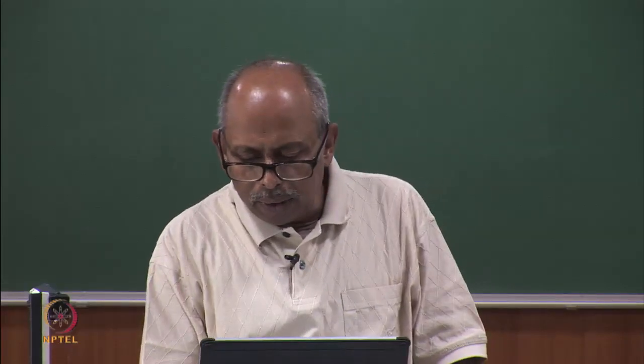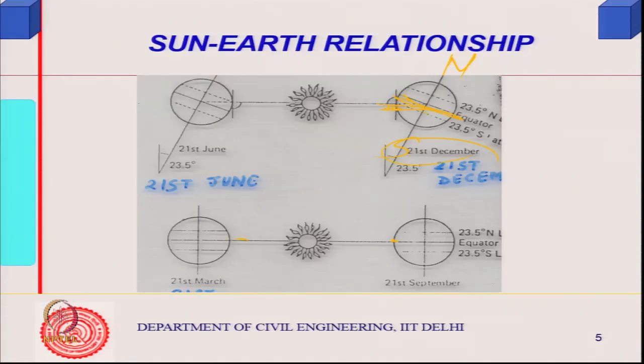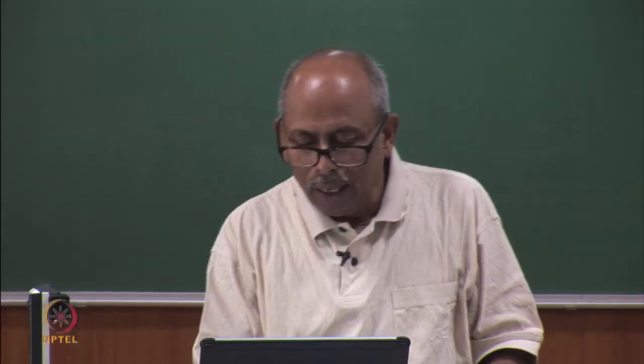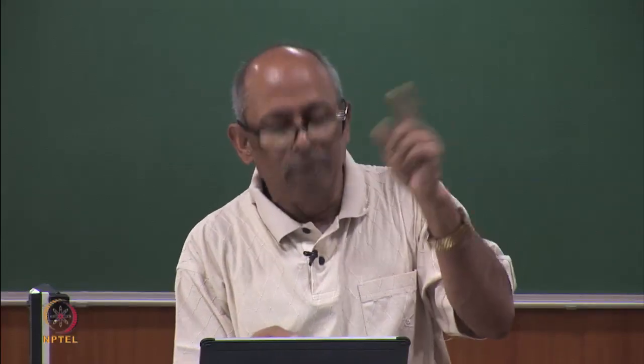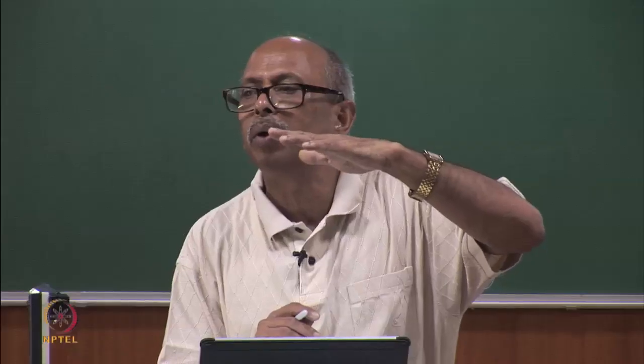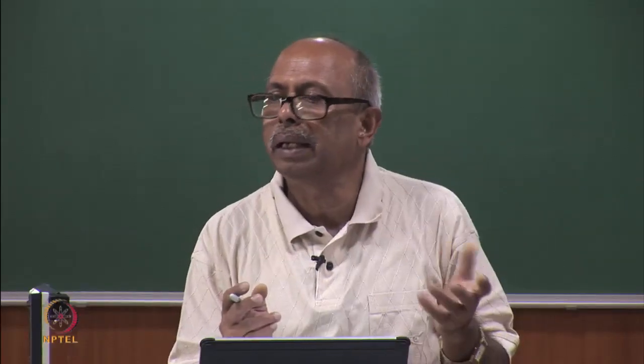This is around 21st December. You find that it is normal to 23.5 southern latitude. Now what is latitude? Latitude is the angle at a given location. From the center of the earth, if I join a line, the angle that it makes with the equatorial circle, that we call latitude.